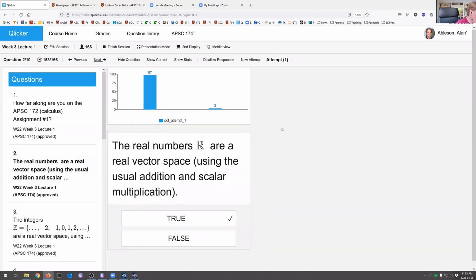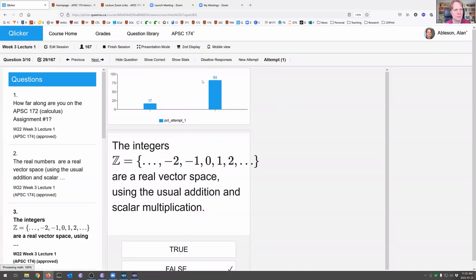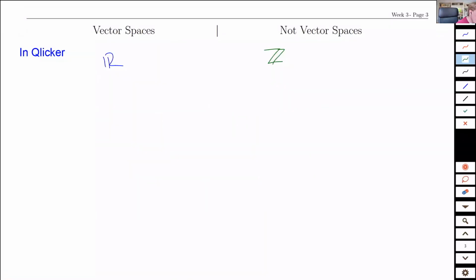All righty. So, vector space, the reals, absolutely. How about the integers? Okay, interesting. So less confident here than I was hoping for, I'll be honest, but the integers are not a vector space. That's because if we take a real times an integer, this is our scalar multiplication, we might get a non-integer.